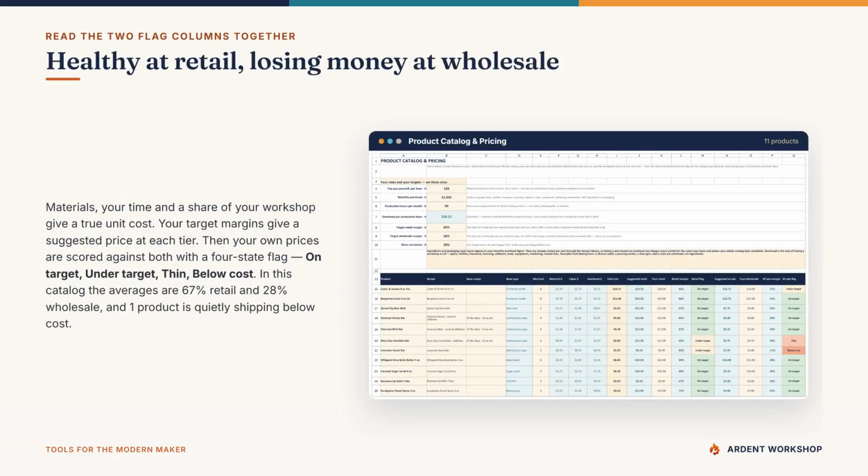Materials, your own hourly rate, and a share of your workshop allocated by the minutes each product takes give you a true unit cost. Your target margins give the retail and wholesale price that hit them. Then your actual prices are scored against both, with a 4-state flag: on target, under target, thin, or below cost. That last one is the expensive discovery, and it is usually made after a stockist has already reordered.